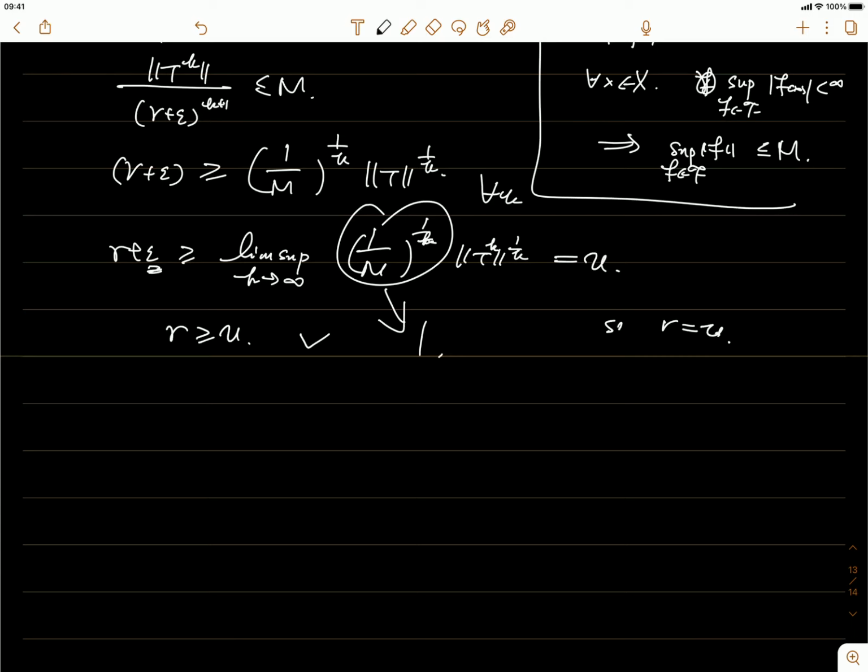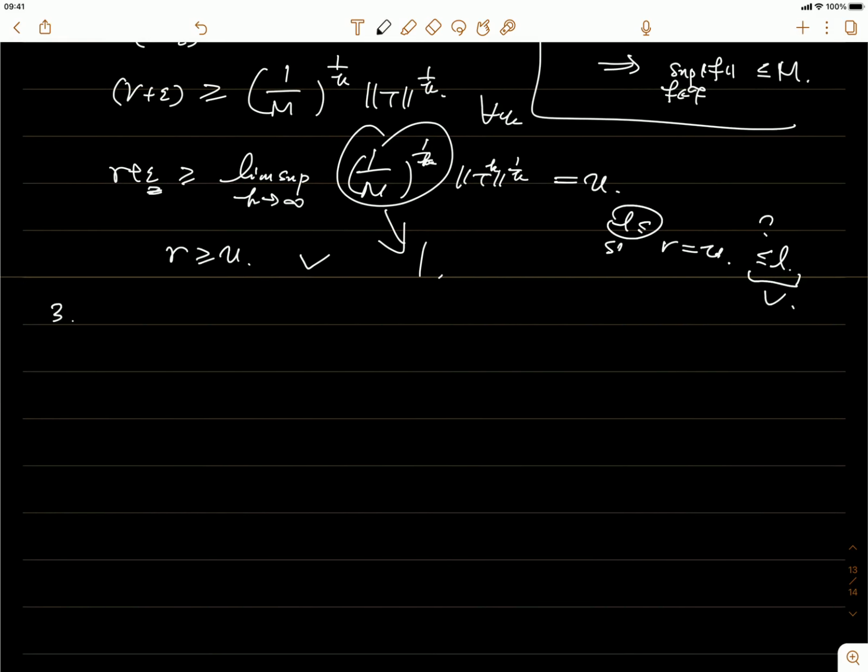So to show that it's also equal to L, I just need to show that this r or u is less than or equal to L. And then because u is greater than or equal to L, I know that they have to be equal. This is automatic, but I want to show this one on the question if this is true. Okay, so that's the last part.